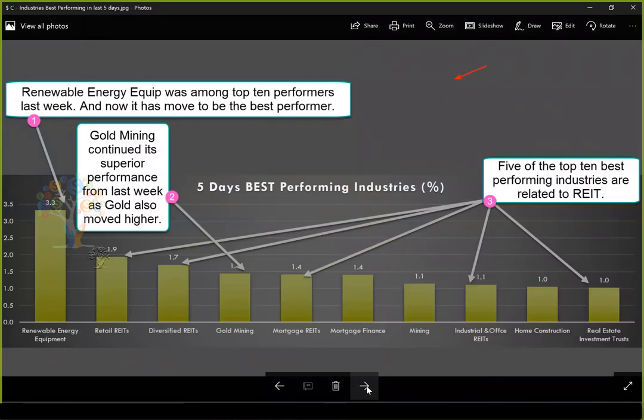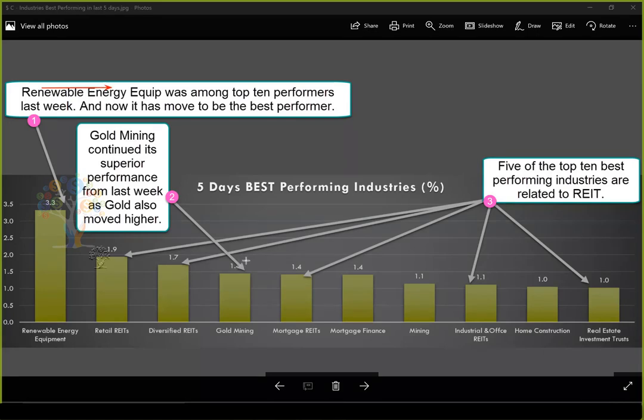Last week, we saw that renewable energy was among the top performers. And this week, we see that it has become the top performer of the 10 best performing industries. So last week also, we discussed that one could look for long opportunities in renewable energy equipment, which was a lagging industry for a very long time. And if you had done that, probably you could have caught some long trading opportunity in one or another stock in this industry group.